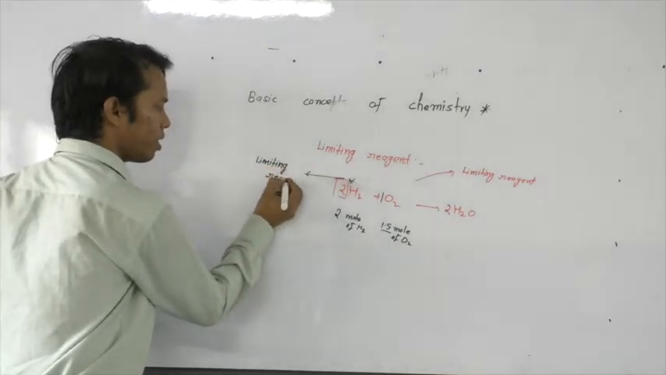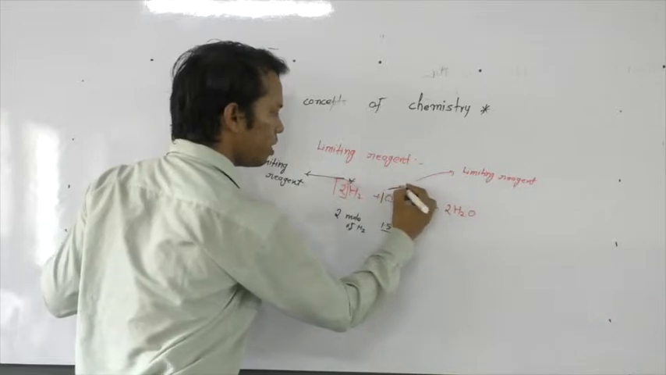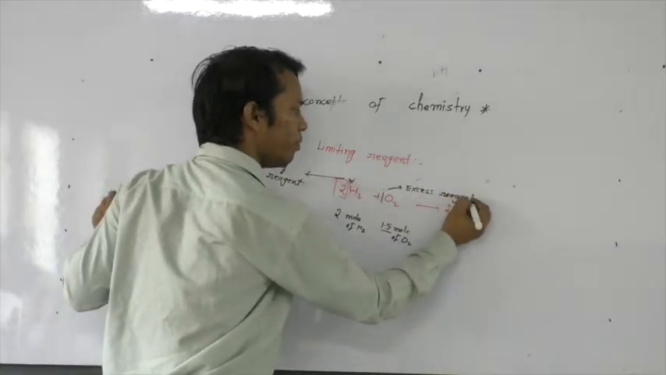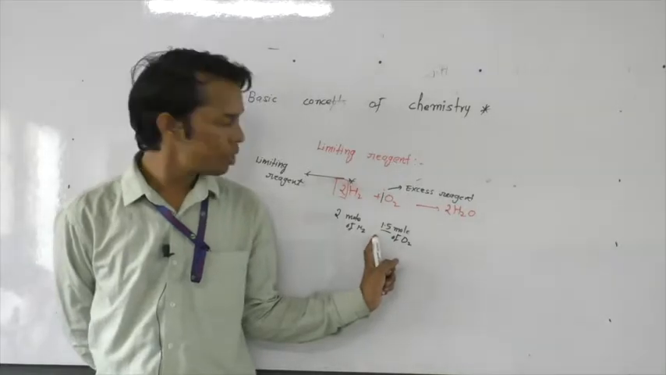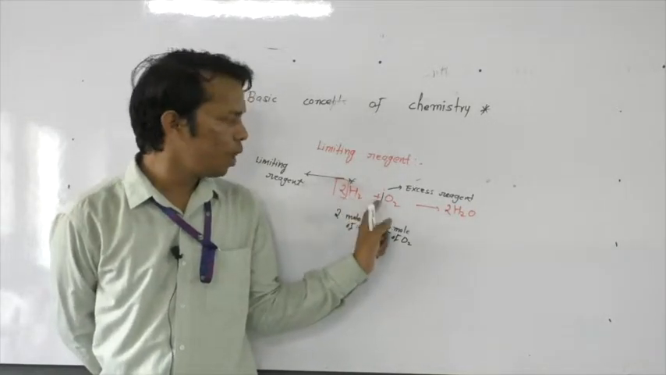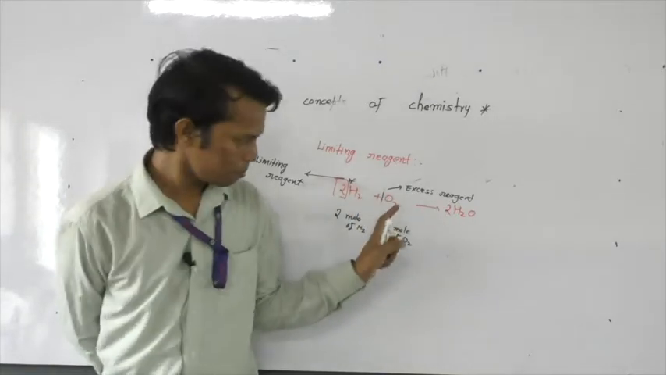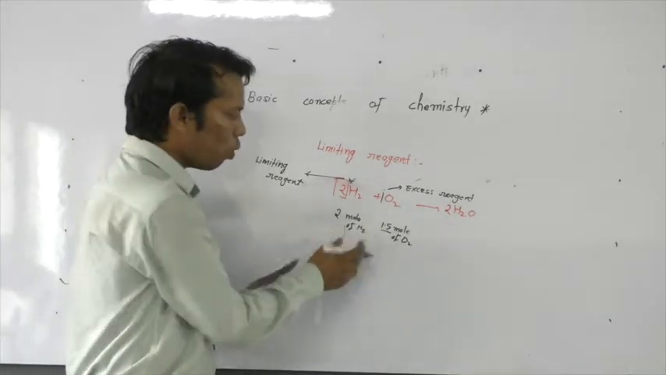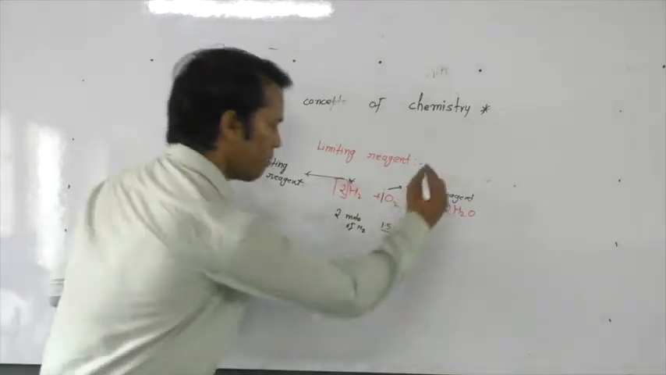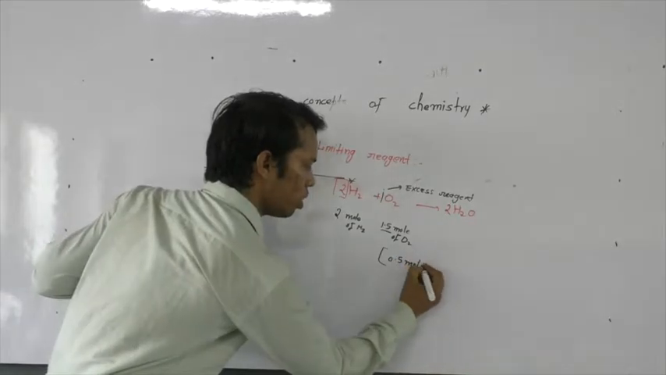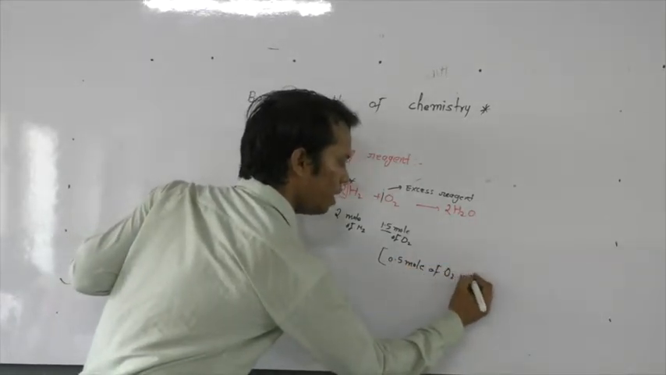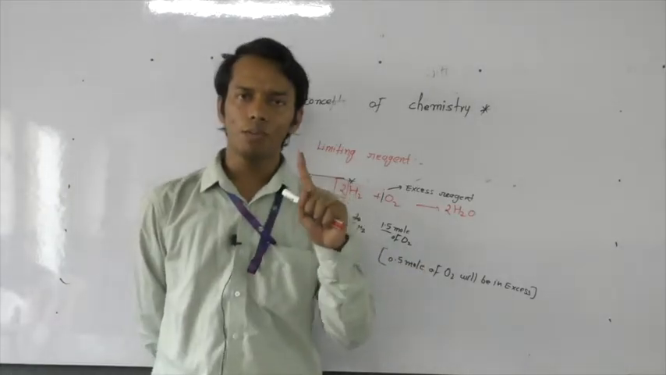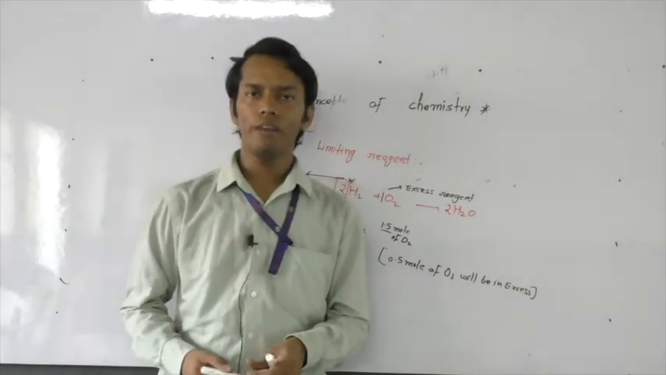Limiting reagent. And O2 is your excess reagent. So what I want to convey is, although this is less in number of moles, this is not limiting reagent. Why? Because for 2 mole of H2, 1 mole of O2 was required, just half the number of moles. Here we are taking more than 1. That simply means it is in excess. Means for 2 mole of H2, only 1 mole of O2 is required. So 0.5 mole of O2 will be in excess. Means 2 mole of H2 will take only 1 mole of O2 and 0.5 will be remaining in the beaker.